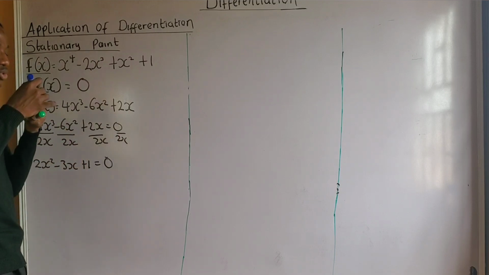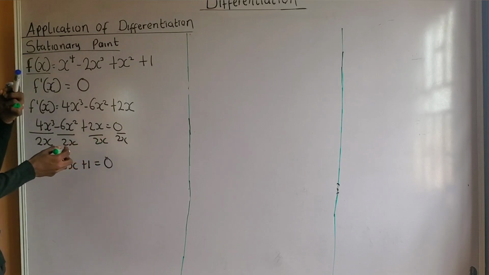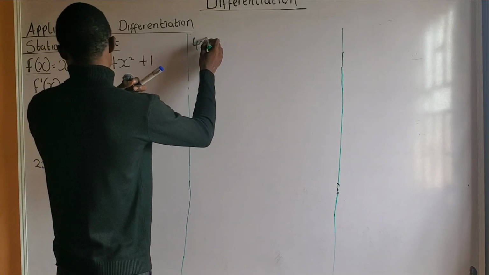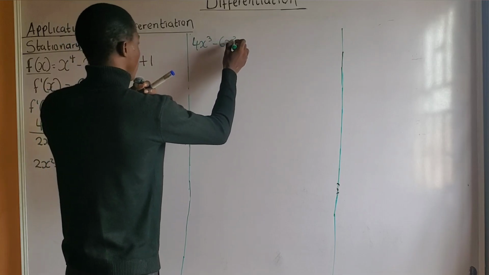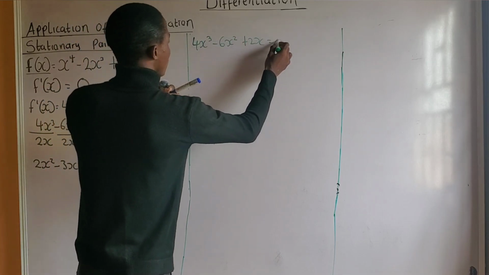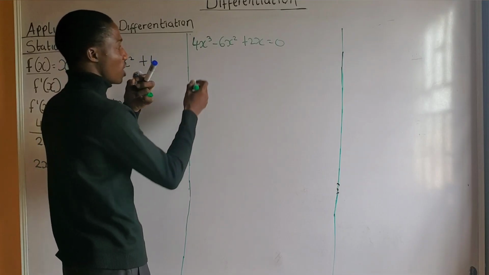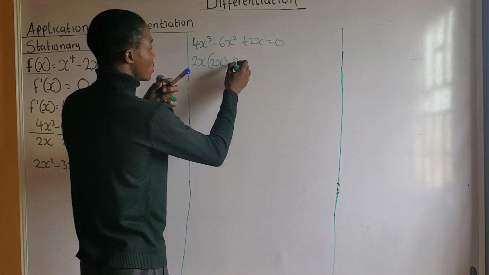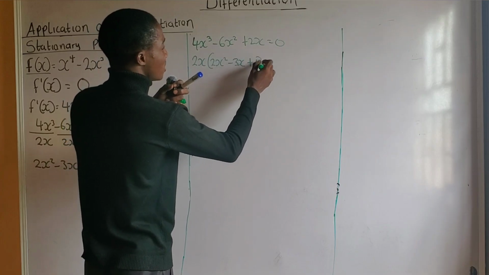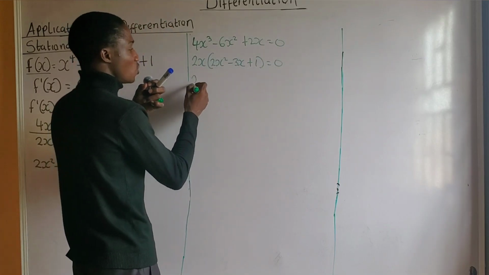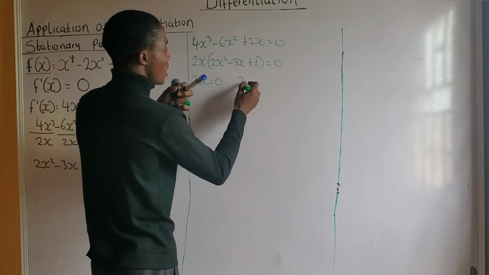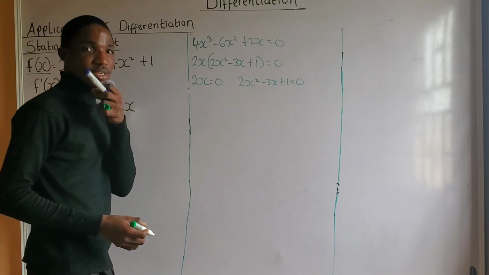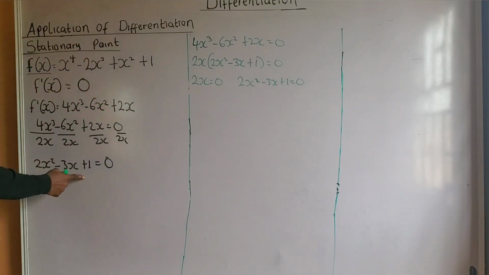Listen to me carefully. If you don't want to do it like this, you can factorize. We have 4x raised to the power of 3 minus 6x raised to the power of 2 plus 2x equals 0, right? You can factorize 2x. What are you going to have? 2x multiplied by 2x raised to the power of 2 minus 3x plus 1 equals 0. So you're going to have 2x equals 0 and 2x squared minus 3x plus 1 equals 0. It's still the same. You can see we still arrive at the same answer.